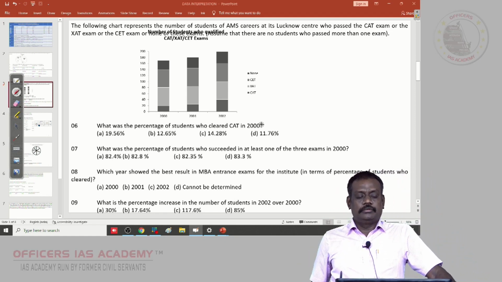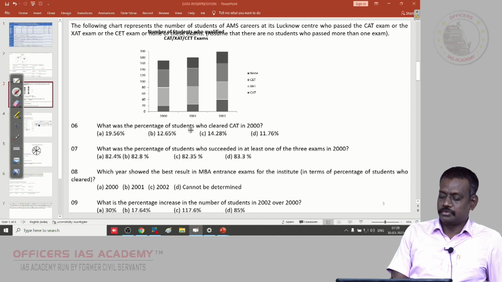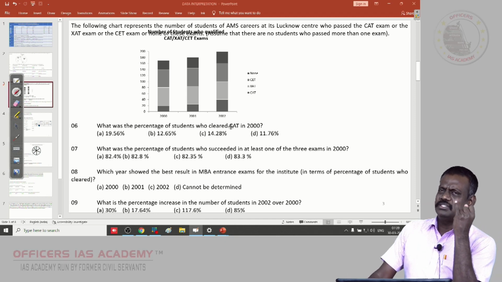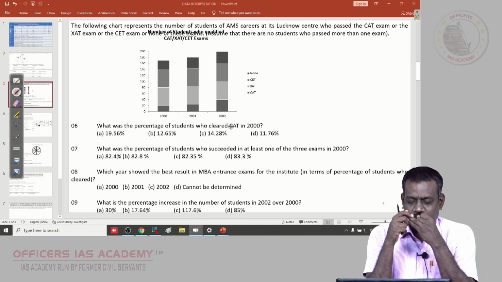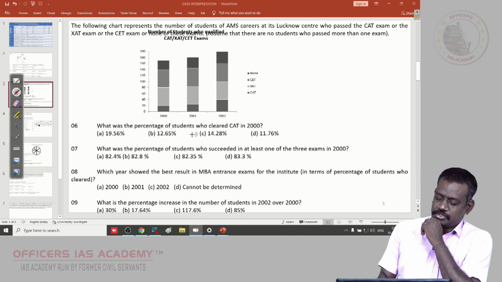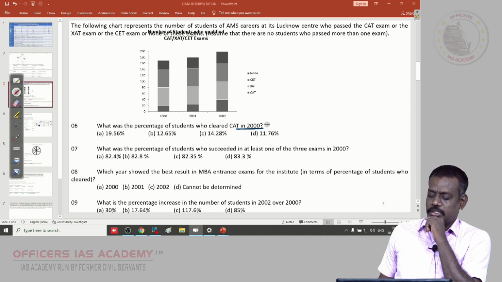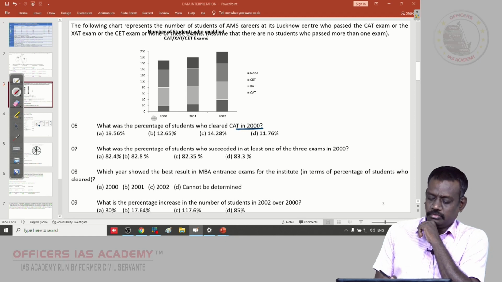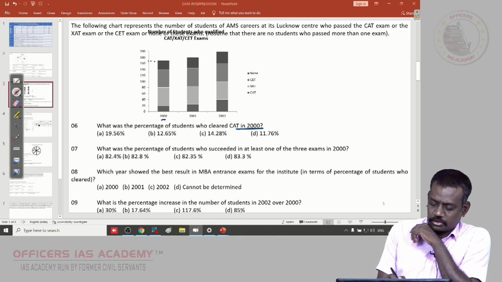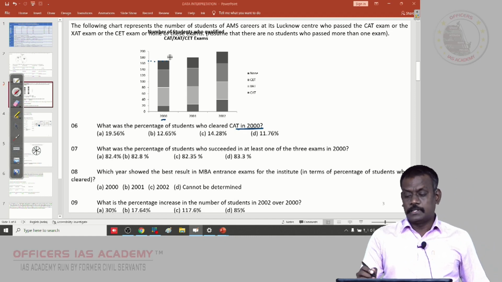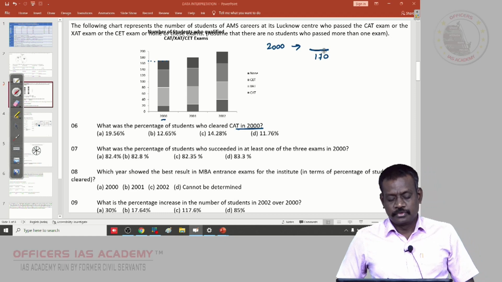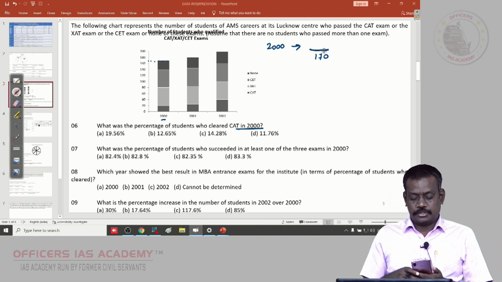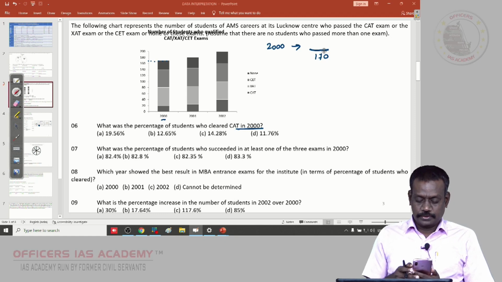So listen, okay, so you are asked to find the percentage of students who cleared CAT in 2000, and they have given the data about 3 years, 2000, 2001 and 2002. So the first question is what was the percentage of students who cleared CAT in 2000? So in 2000, if you take the total number of students who have written the examination in 2000, the number of students who wrote the examination is 170 almost, and in that the CAT examination, just I am taking the calculator, yeah.